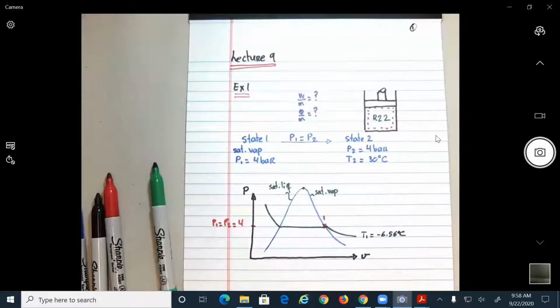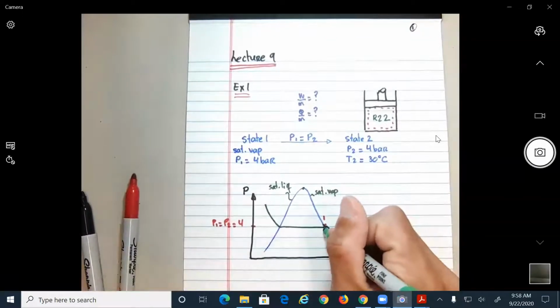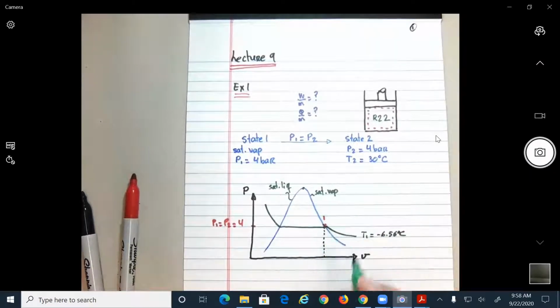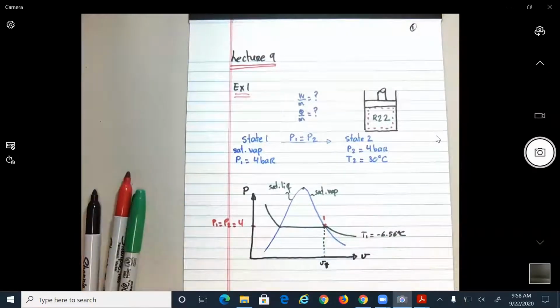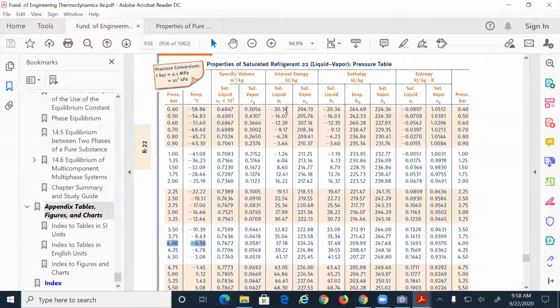Maybe one thing I'm going to add first before moving to the next step. Another thing is that if this is saturated gas, this means that this will be here, V gas, for example. And that is equal to what? So let's see, from table A8 at P equal to 4 bars, Vg is equal to what? 0.0581. Okay, so we're going to write that down.